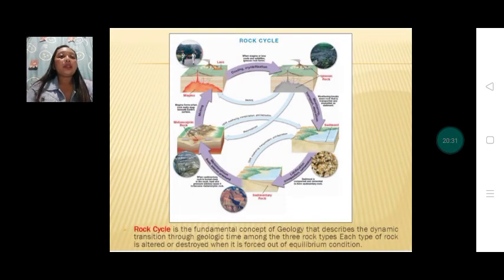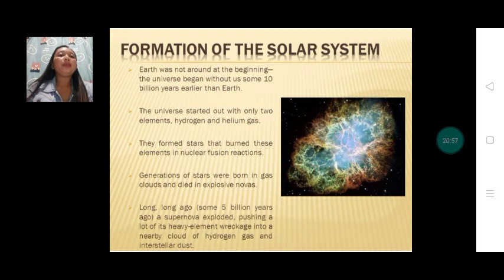Okay, so next, as you can see, the rock cycle. So, the rock cycle is the fundamental concept of geology that describes the dynamic transition through geologic time among the three rock types. So, each type of rock is altered or destroyed when it's forced out of equilibrium conditions. Okay, so now let's proceed to the formation of the solar system.